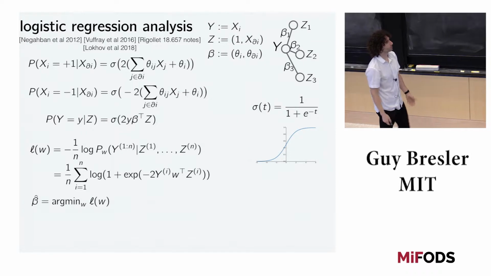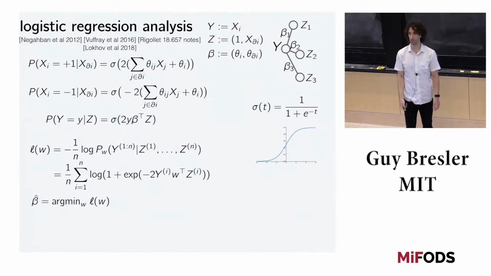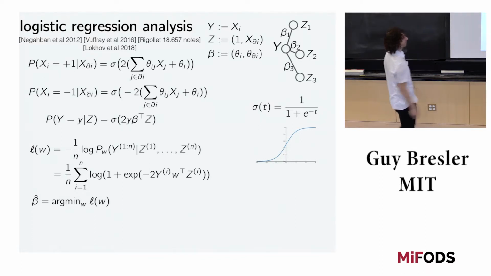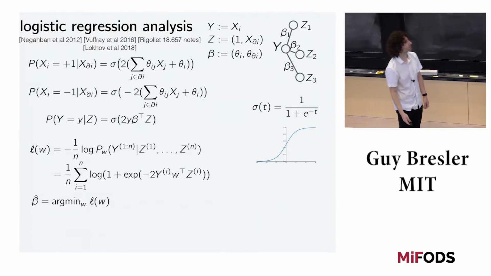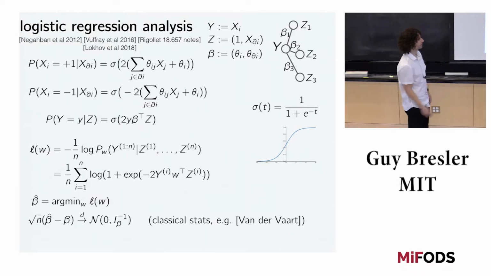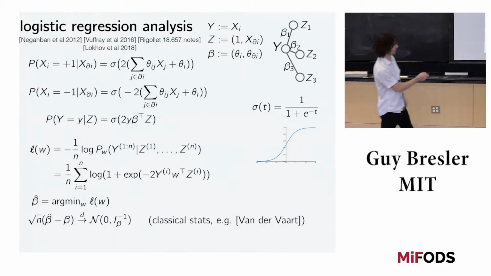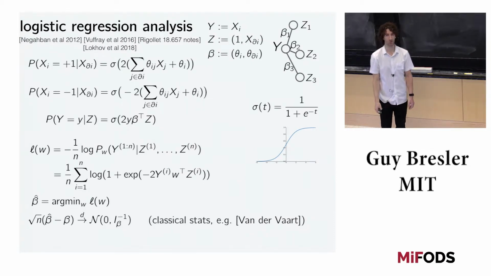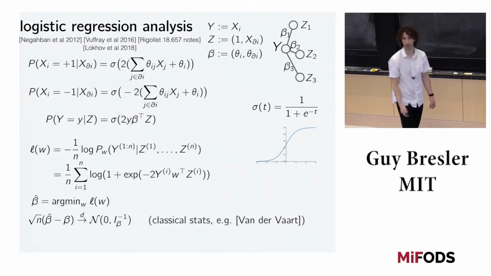Okay, now the prescription in general in this sort of scenario is to maximize the likelihood. So let's choose beta hat to be the argmin of the negative log likelihood of this likelihood function. And classical stats, you could look in van der Vaart, for instance, would tell you that you have asymptotic normality: root n times beta hat minus beta converges in distribution to a multivariate normal with the Fisher information matrix sitting inside there. Okay, so this is classical stuff.